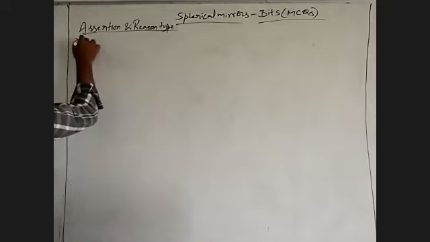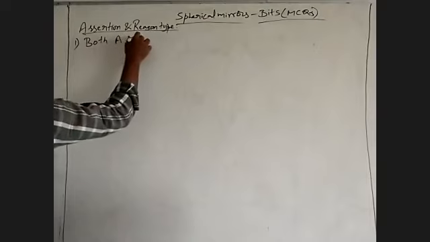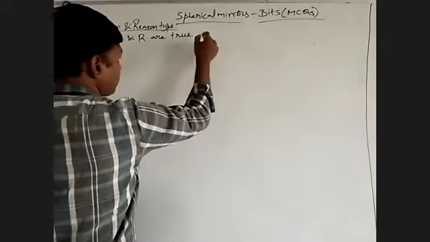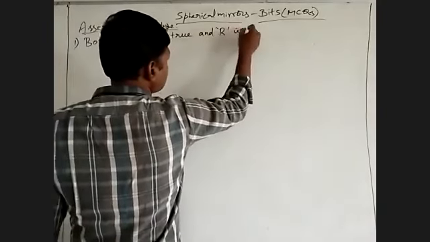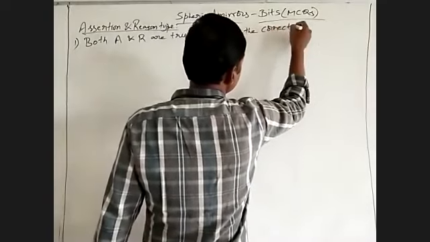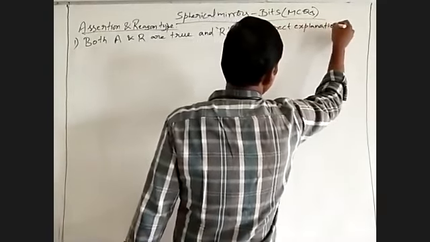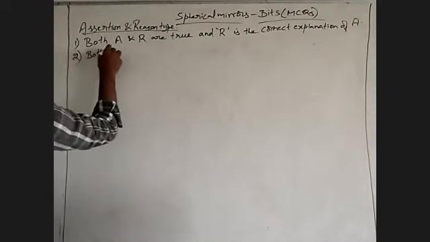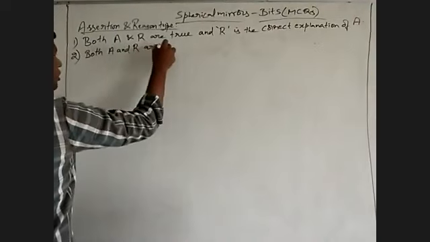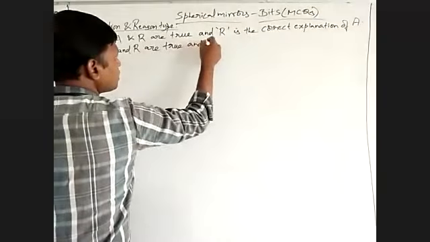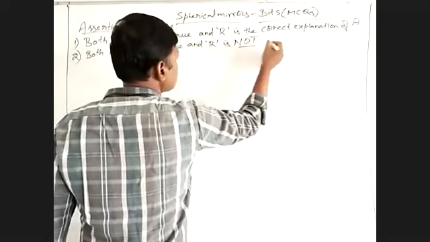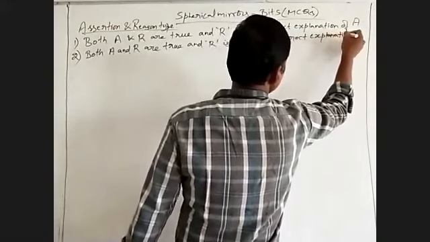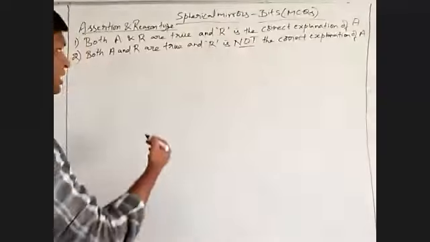First one is both A and R are true, and R is the correct explanation of A. Then the second one, both A and R are true, and R is not the correct explanation of A. Okay. Next.